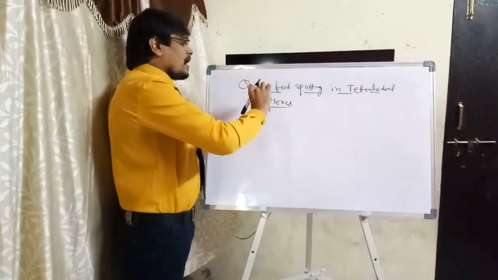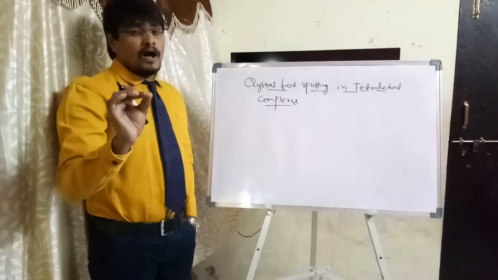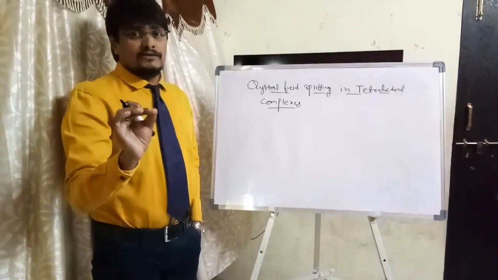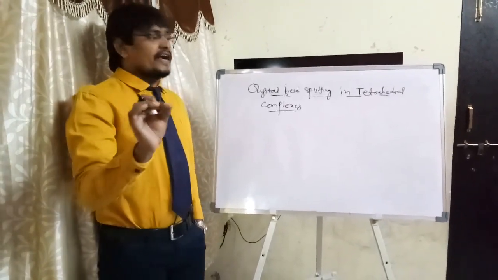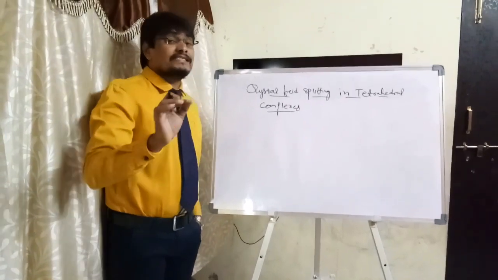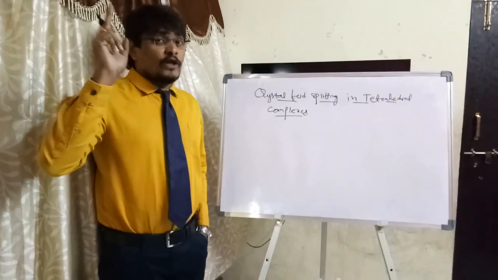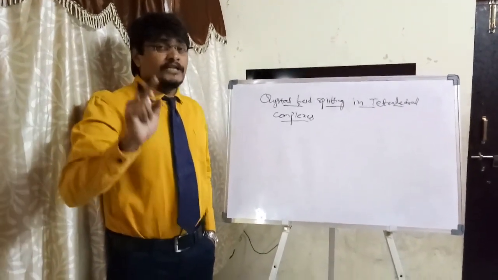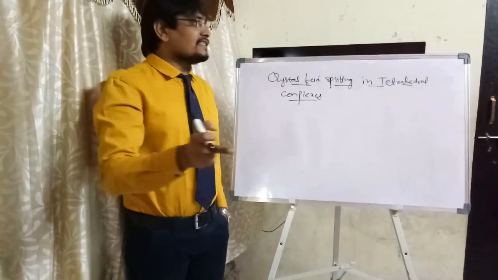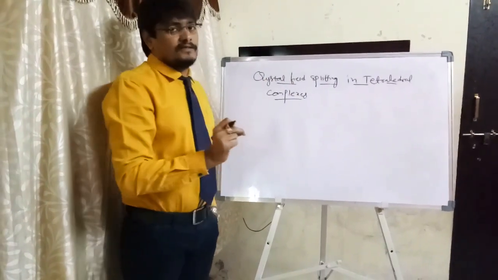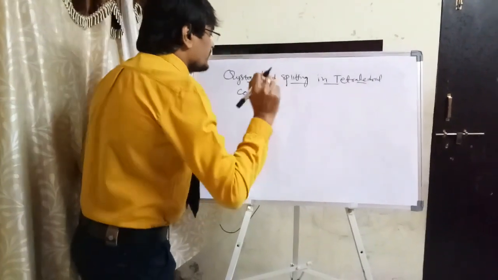Before seeing how the splitting happens in the tetrahedral complexes, first of all we have to know how the ligands are attached to the metal in the tetrahedral complex. The ligands are attached to the metal in the tetrahedral complexes in between the axes, in contrast to the octahedral complex. In the octahedral complexes, the ligands are attached along the axis, whereas in tetrahedral complexes, the ligands are attached in between the axes. Now let us see how they are attached.